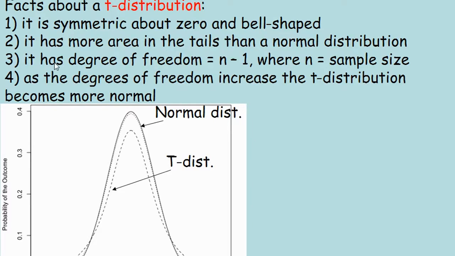The third fact, t-distributions have something called degrees of freedom. Memorize it. It's n-1, where n is the sample size.